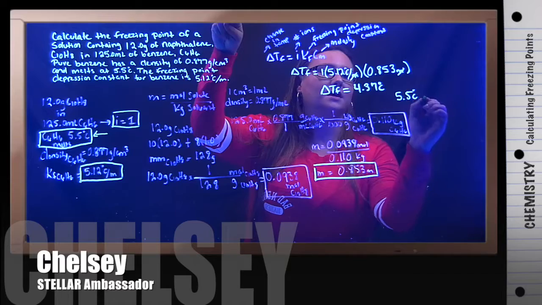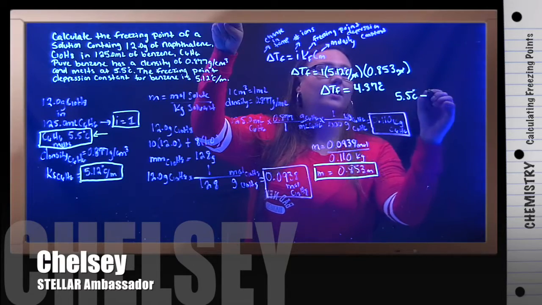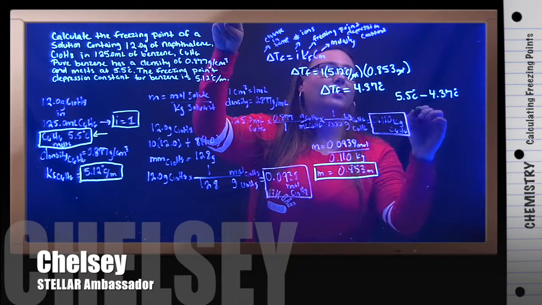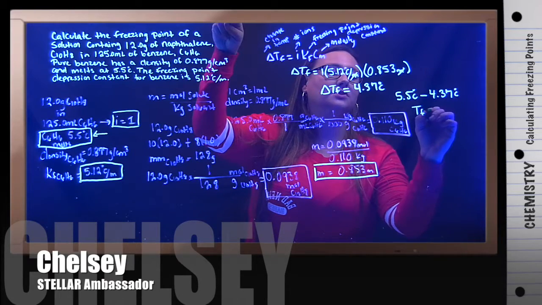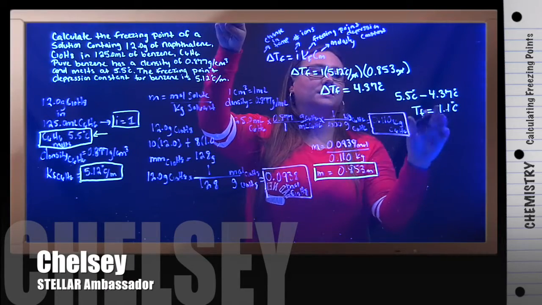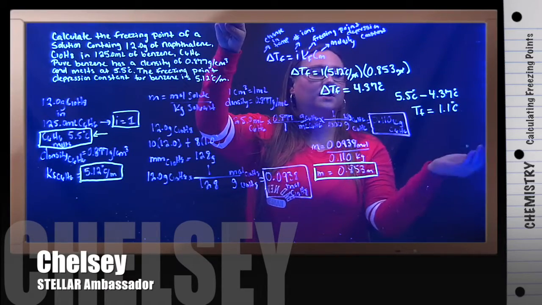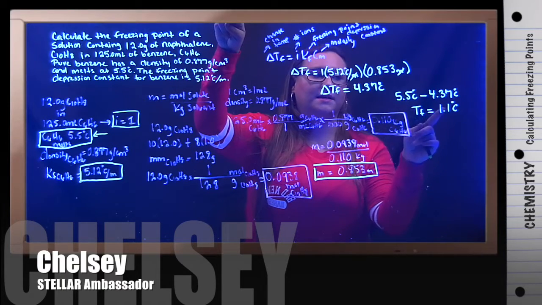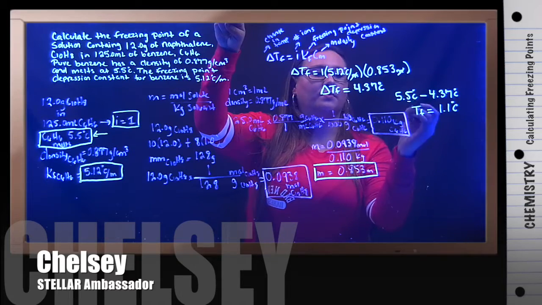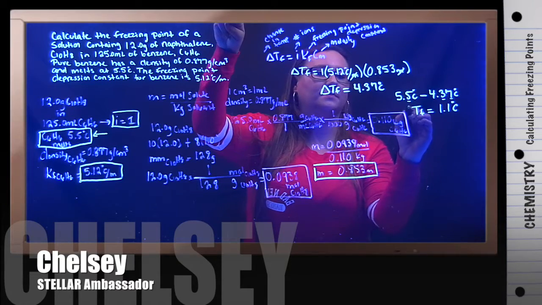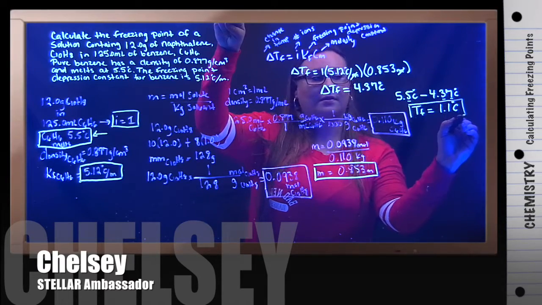Therefore, we take the melting point, which is 5.5 degrees Celsius, subtract our change in temp, which is 4.37 degrees Celsius, and we come up with our new freezing point of the solution, which is equal to 1.1 degrees Celsius. The reason it's 1.1 degrees Celsius is because due to significant figures, when you do subtraction, you use the least amount of places past the decimal. This one has 1 place past the decimal, this has 2, so the least is 1 place. So our final answer is 1.1 degrees Celsius.